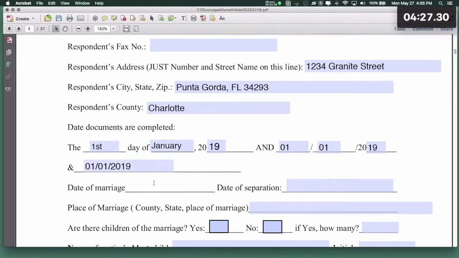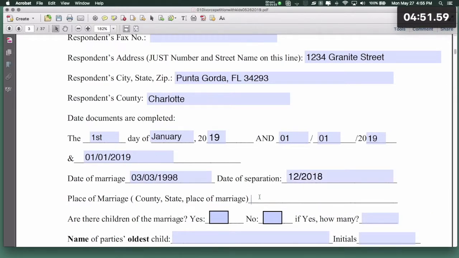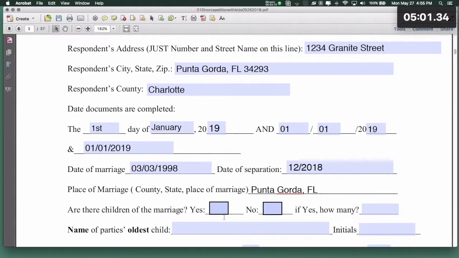All right, date of marriage. Let's say they got married, I don't know, 1996. Let's say they got married March 3rd, 1990, let's do 1998. Day of separation, well, let's see, it's January 2019. The paper is getting done. How about December 12, 2018? Okay, sound good? Place of marriage, let's be creative. Punta Gorda. Just kidding, it's not creative. Punta Gorda, Florida.